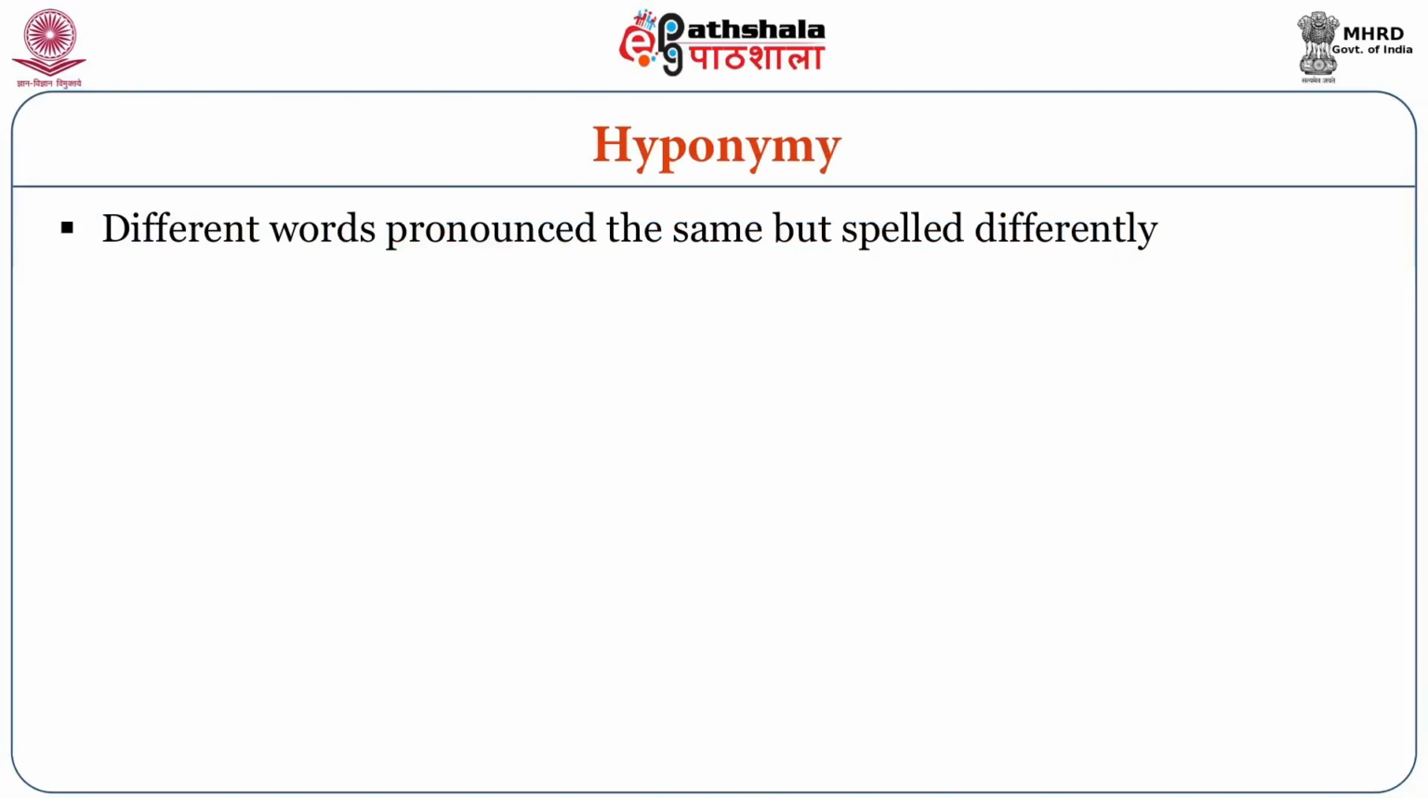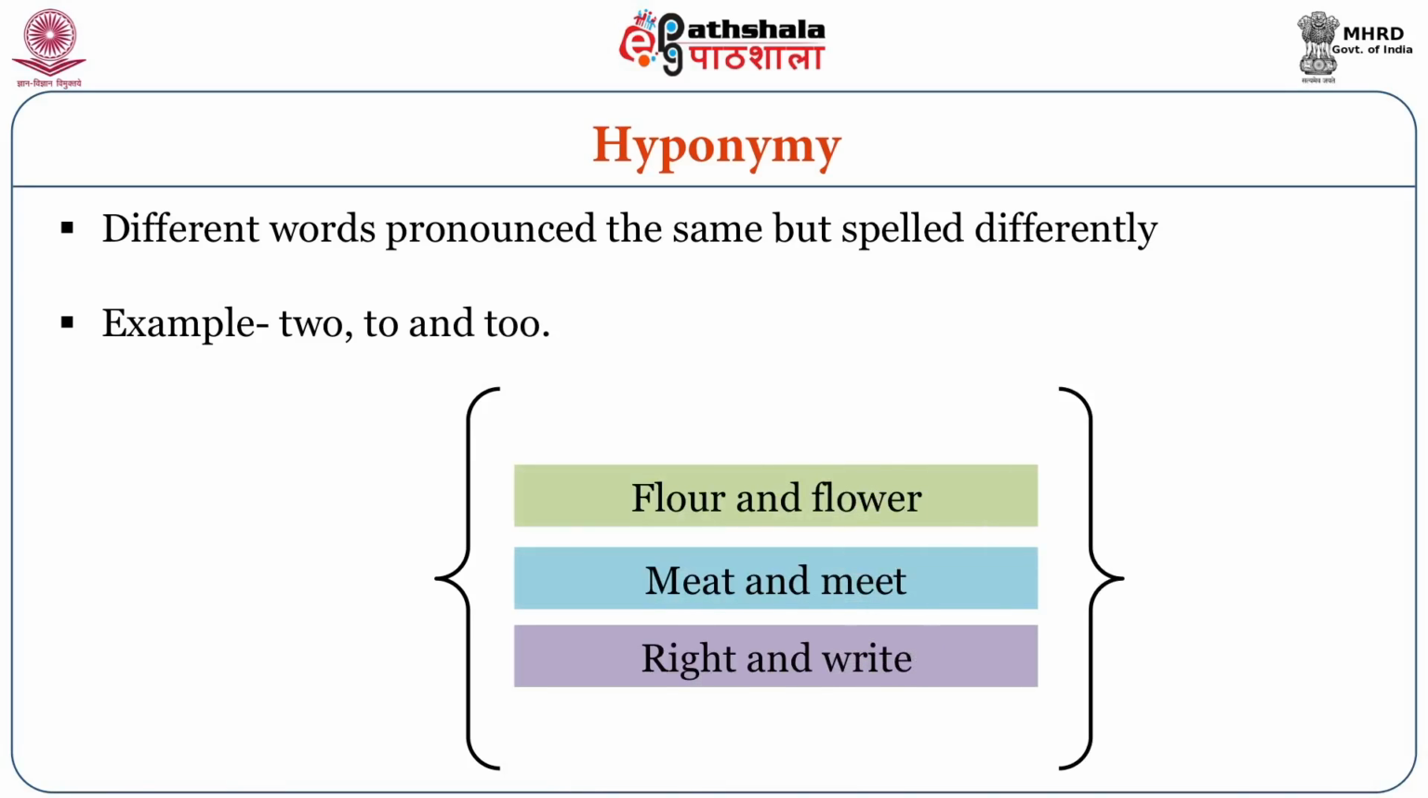Then we have homophony. Different words pronounced the same but spelled differently. For example, two, too, to. So floor and flour, meat and meet, right and write. They are called homophony.